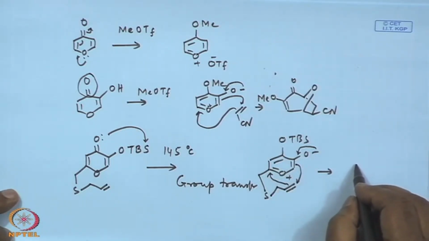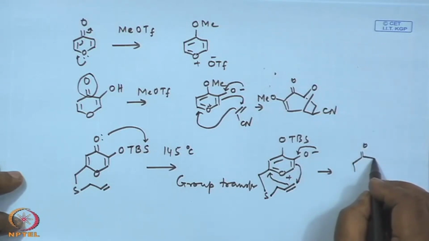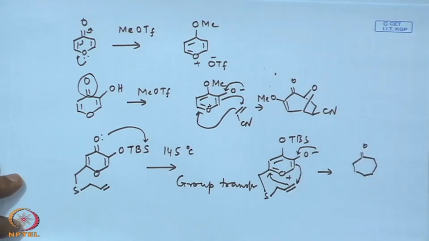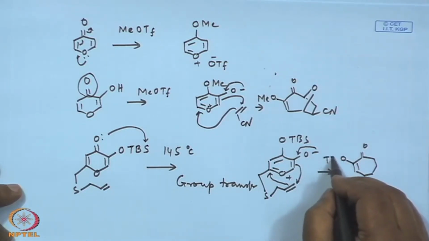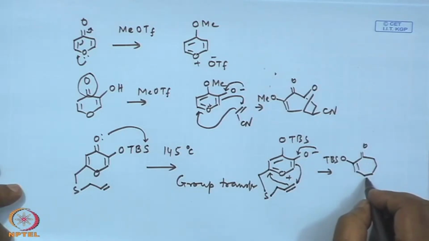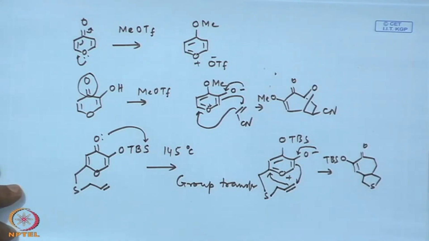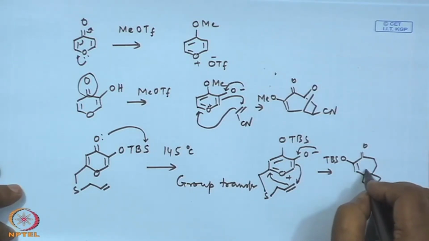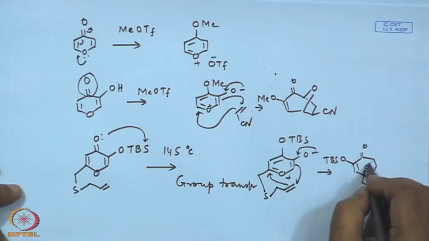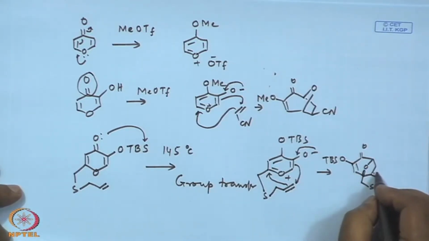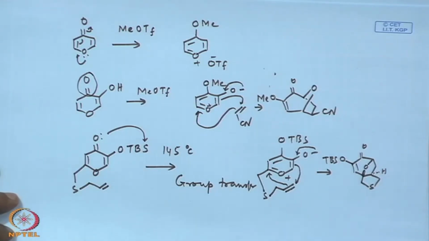So, if you rewrite it, it will be again a 7-membered ring with a double bond here, and this is TBS, and then there is the sulfur heterocycle, and the oxygens are linked again. In this case it is beta here, and with this geometry you can get to this compound.